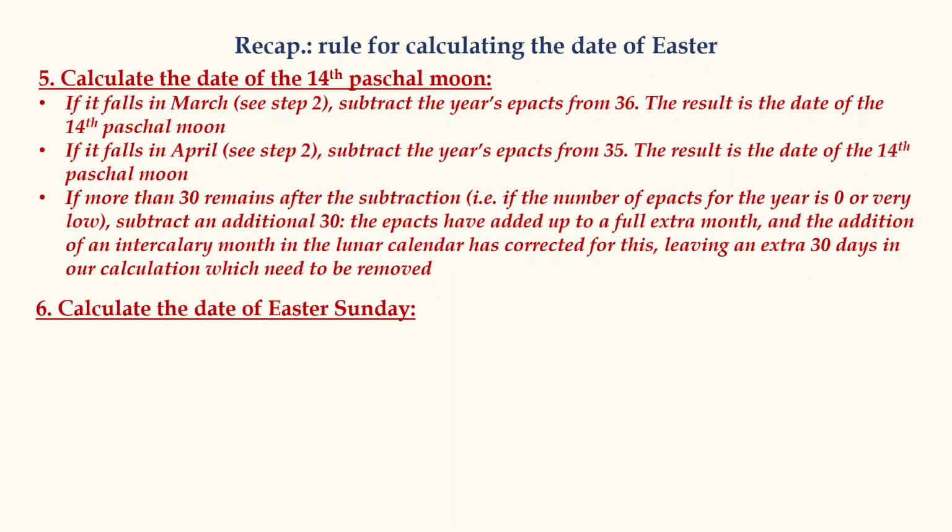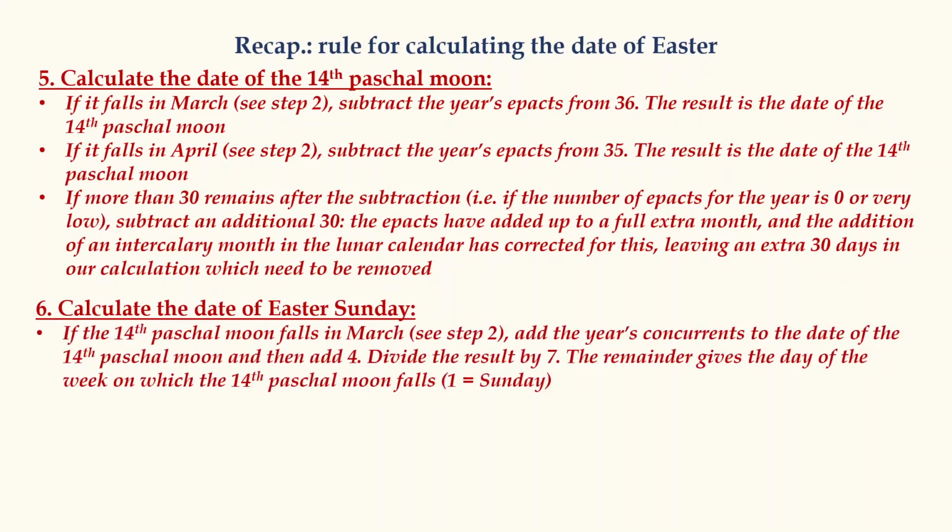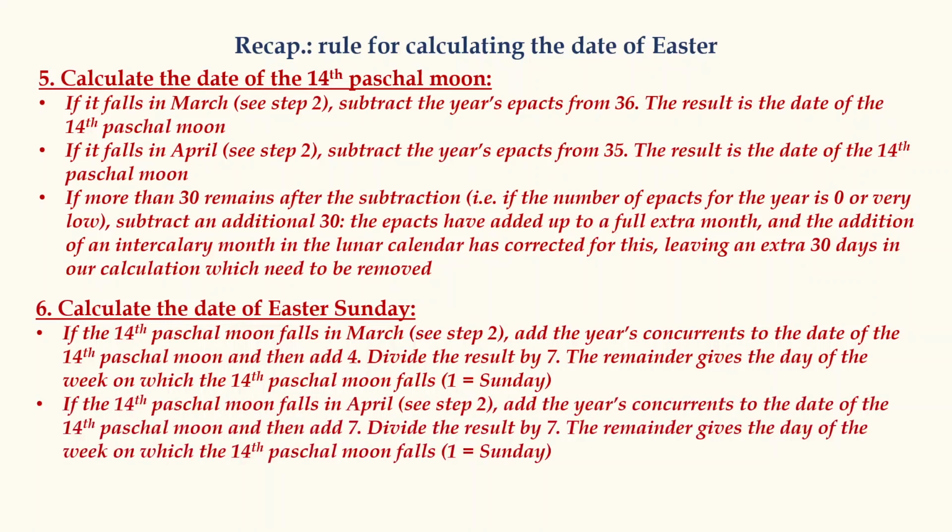If we're in March for the 14th Paschal moon, we add the concurrents to the date which we found in step 5 and also add 4. We divide the result by 7 and the remainder gives the day of the week of the 14th Paschal moon. Remember that 1 is Sunday and no remainder means Saturday. This is the division by 7, which means that it doesn't matter whether you treat 7 concurrents as 7 or 0. If we're in April, add the concurrents to the date of the 14th Paschal moon and also add 7 this time. Then divide by 7, and the remainder gives the day of the week of the 14th Paschal moon.